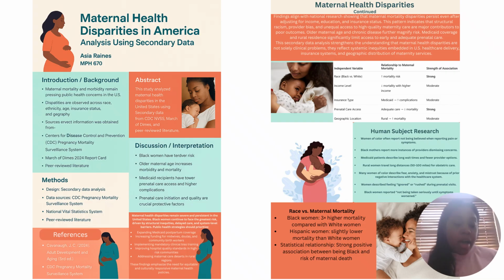Prenatal care access: adequate care decreases mortality. So women that receive prenatal care access experience lower mortality or morbidity, and that's a strong association. Geographic: rural areas have increased mortality or morbidity, and that one is moderate as well. So, based on these findings, it shows strong or moderate associations based on race, income level, insurance, if you have access to prenatal care, as well as your geographic location. So, human subject research.